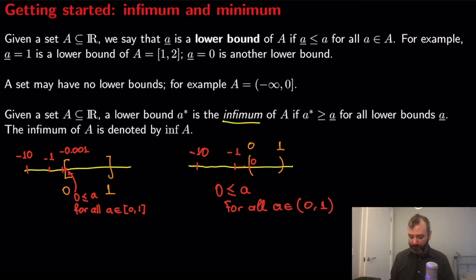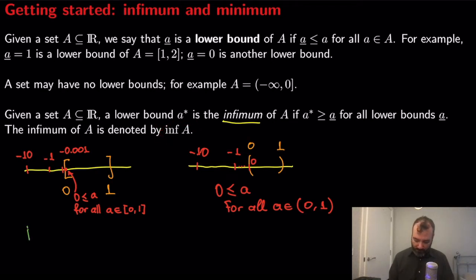Let me read out the definition for you. It says, given a set A, a set of real numbers, a lower bound A star is the infimum. We call it the infimum. It's a Latin word, the infimum of A, if this A star is above all lower bounds A underlined, for all lower bounds A underlined. The infimum of A is denoted by inf of A.